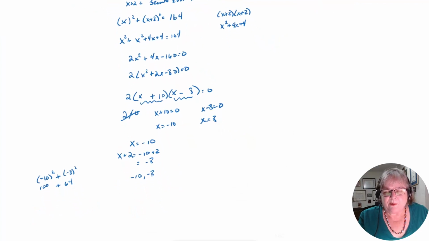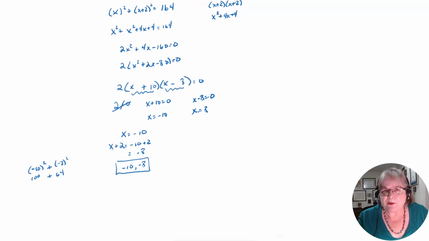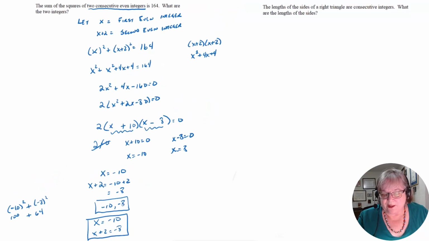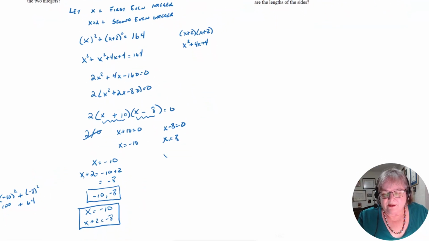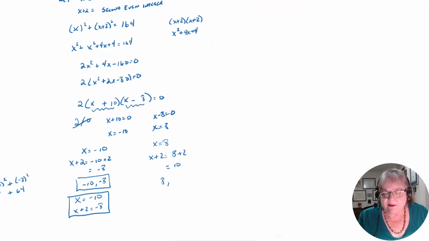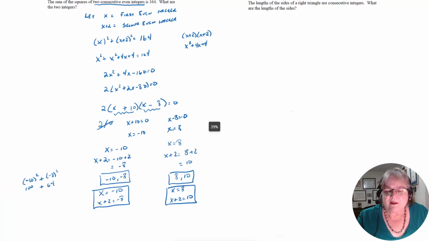All right, so depending on your teacher and the computer, if you're doing computerized homework, they may let you just put in negative 10 and negative 8, or they could say they want x is negative 10, x plus 2 is negative 8. You would know which format you need to use in your class. Now, if x is 8, the next number is 2 more than that, so it's 10. So probably no surprise here. It's the positive versions of these. All right. There we go.